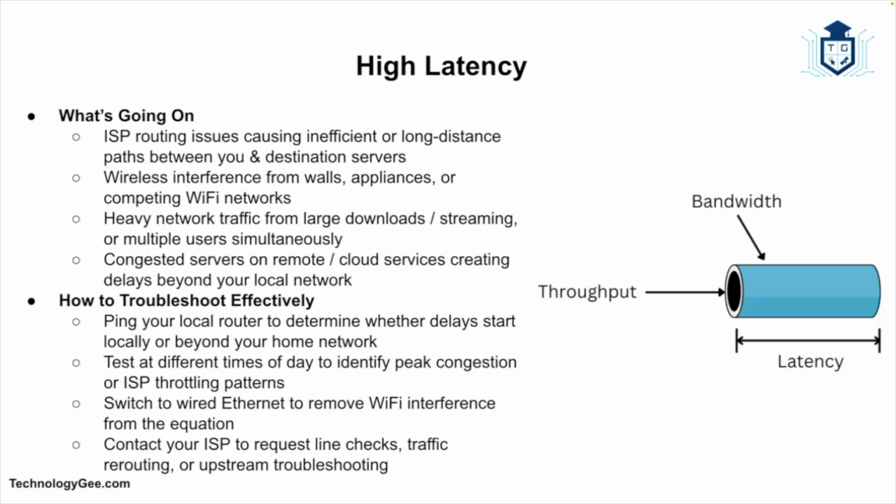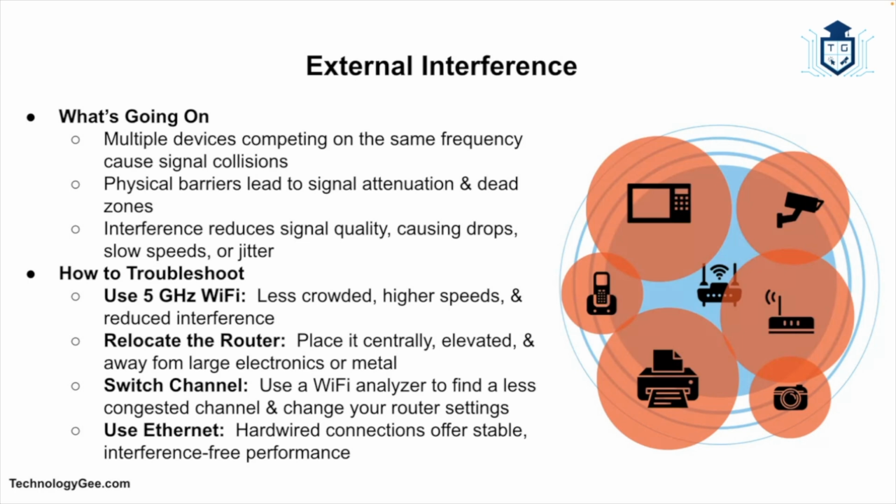Well, you want to ping a local router. So if latency is low locally, the issue is likely upstream. You also want to check at different times. So is latency high only during the evening? This could be peak time congestion. You want to switch to Ethernet. So eliminate Wi-Fi as a variable, or you want to contact your ISP because they may need to reroute traffic or investigate upstream issues. Then there's external interference.